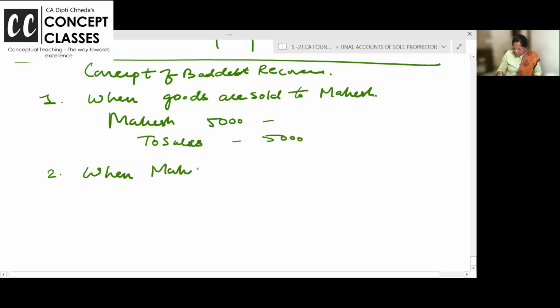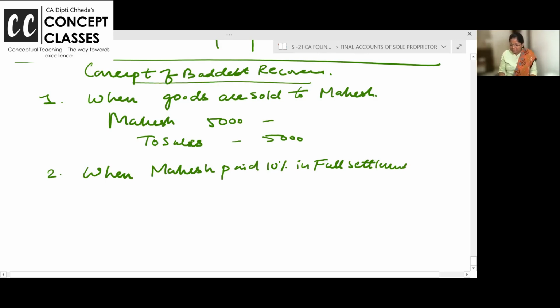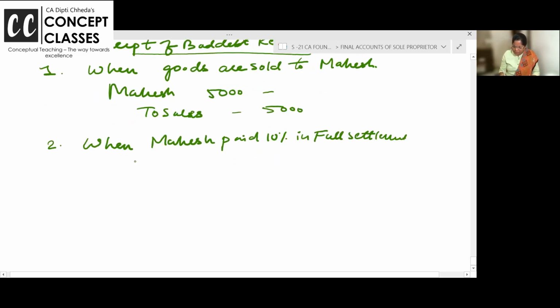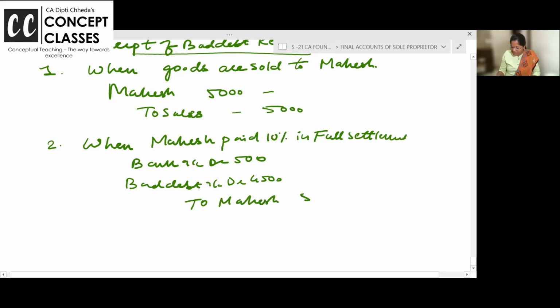When Mahesh paid 10% in full settlement, he's saying, bye-bye, I don't have money, do whatever you want. I'll just pay you 500 rupees. So, bank account debit 500, bad debt account debit 4,500 to Mahesh 5,000. Now tell me, is it clear or not?